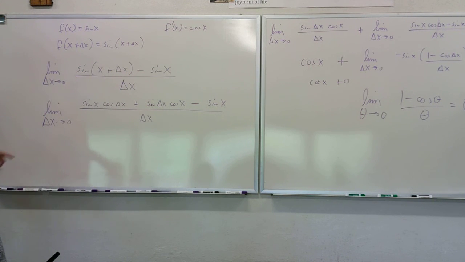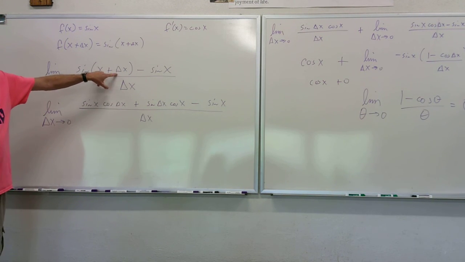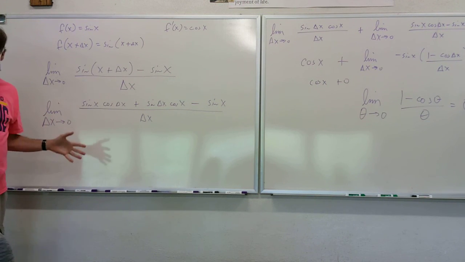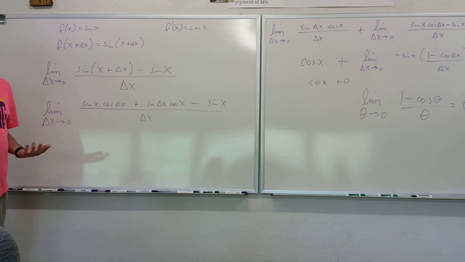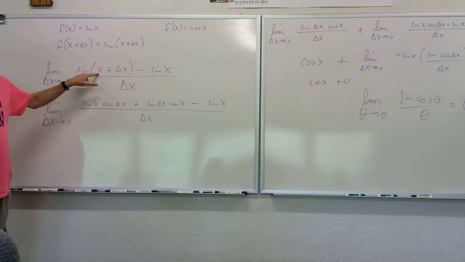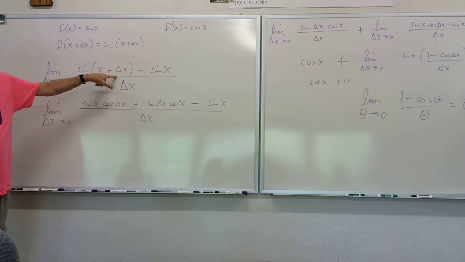You have to know how to change this a plus b. The sine of a plus b, the cosine a plus b. And those are the only two that you have to prove this way. After that, tangent can be proved by just using sine x over cosine x. But to prove your sine x and your cosine x, you've got to be able to deal with this x plus delta x. You've got to know that trig identity.